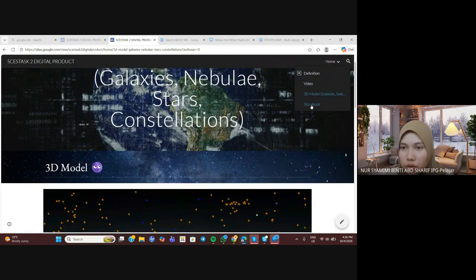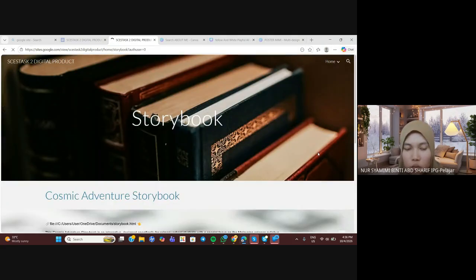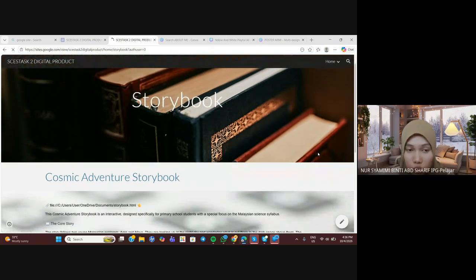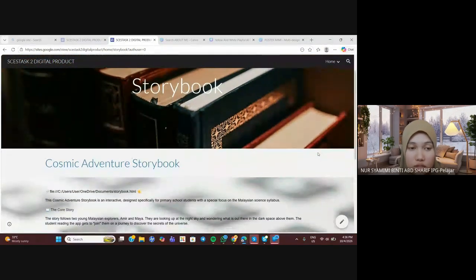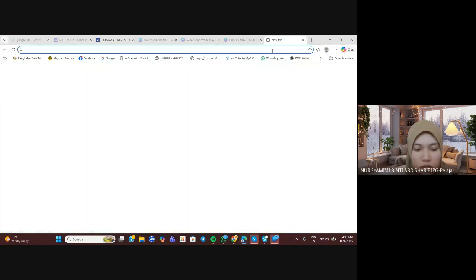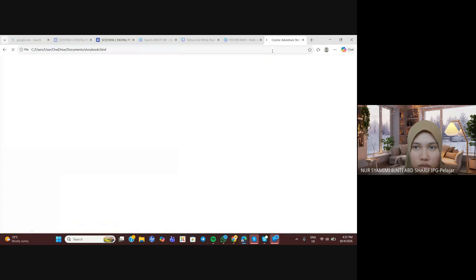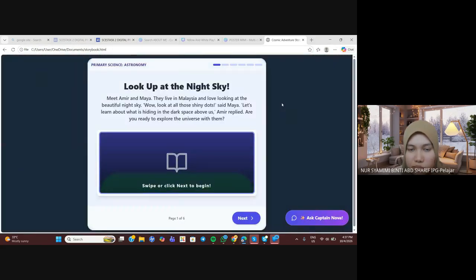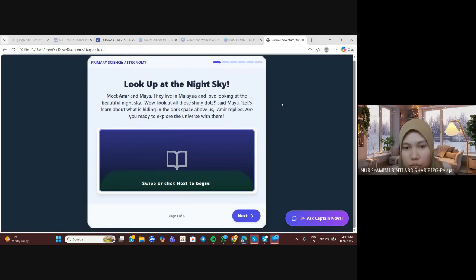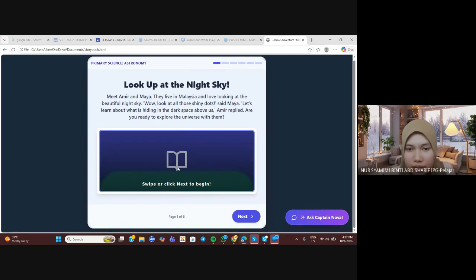And the last one, we also prepared storybooks. I prepared two. One is the Cosmic Adventure Storybook, where we have to copy and paste this link. Okay, let me copy first, and then just paste it in a new tab. So this storybook we can play in here.